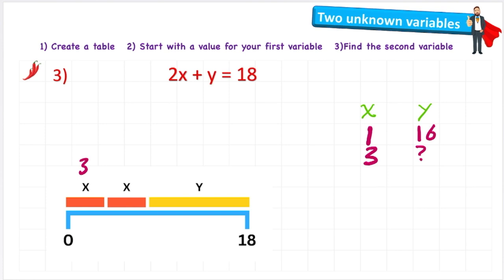We want to get y on its own. So we're going to put y at the start. And y equals the inverse of the operation at the moment, which is addition. So it's going to be subtraction now. So y equals 18 subtract 2x.